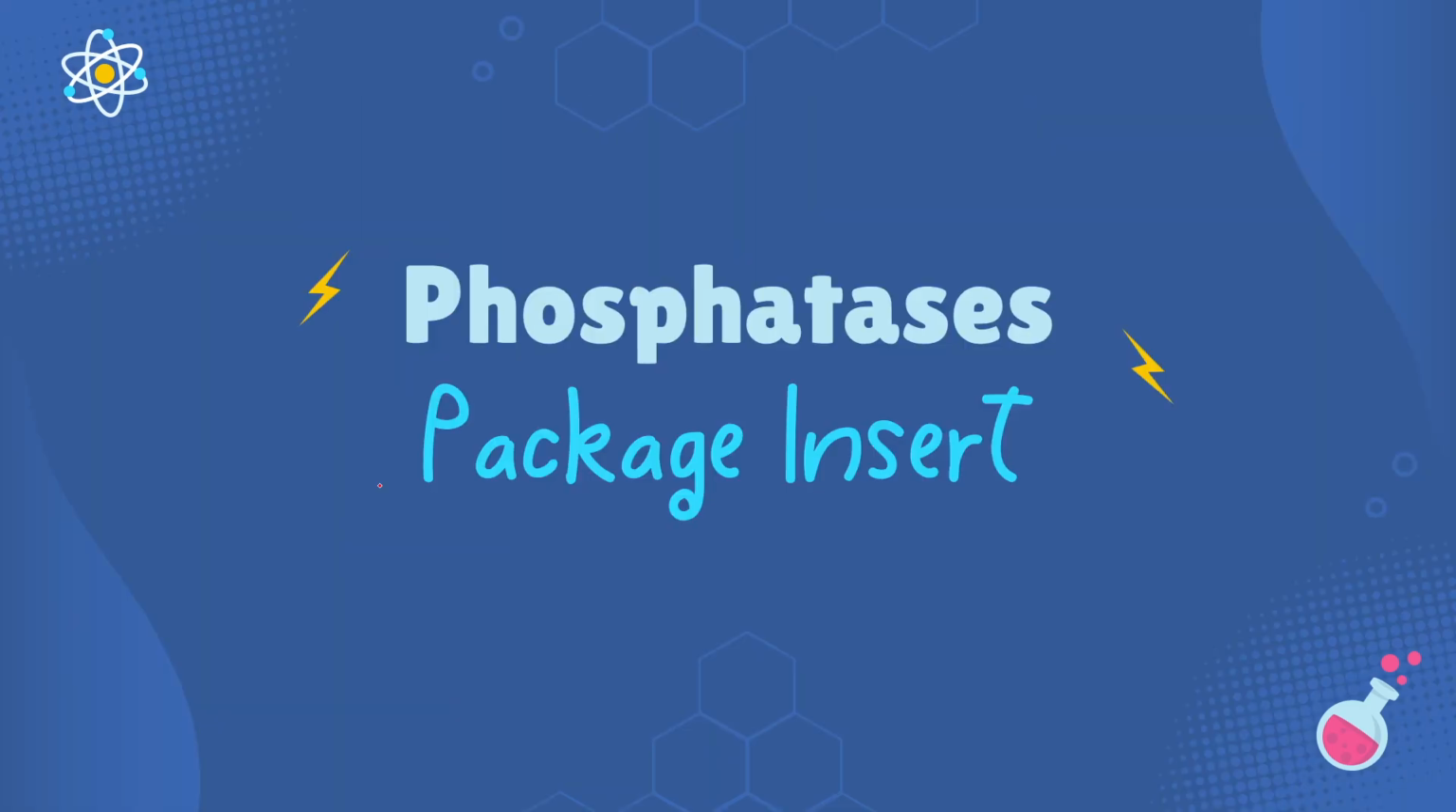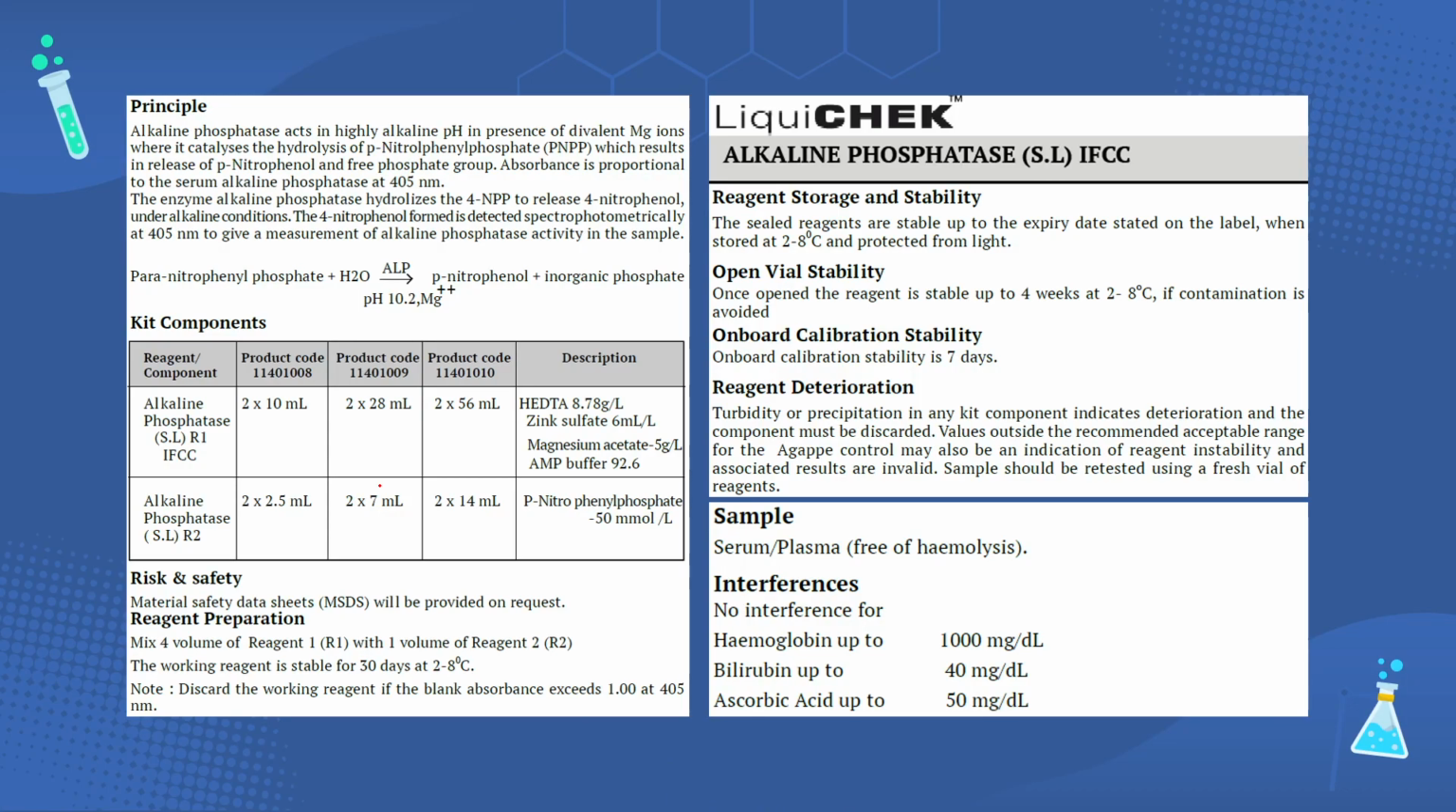So for your package insert, this is our principle. As you can see, with the use of para-nitrophenyl phosphate, our product here would be p-nitrophenol, and the pH maintained here is 10.2. Magnesium here, kids, is again our cofactor. And then you have here the contents of your R1 and R2.